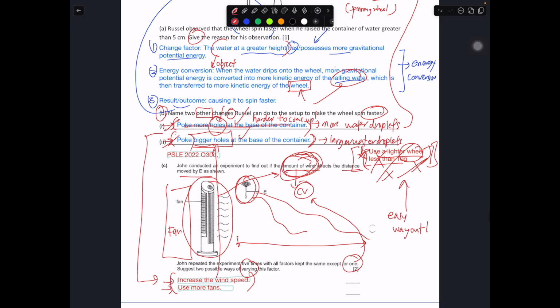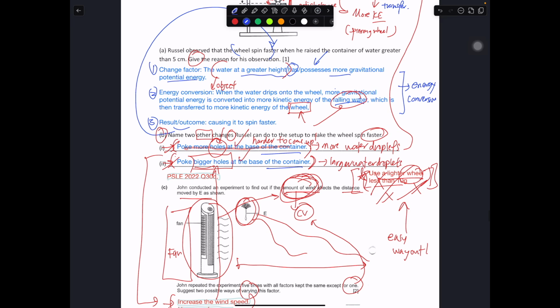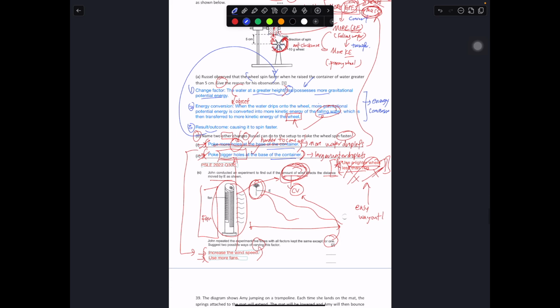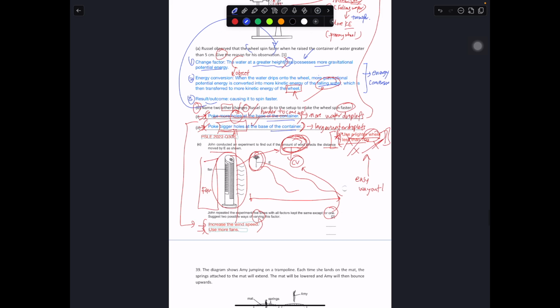In this case, when you're writing this, tell me at the base of the container. Do it, because if you say poke more holes, poke a bigger hole, what hole are you talking about? Is it the water wheel, or is it the container? So make it very specific: at the base of the container. At the bottom of the container is also fine. So these are things that you can look at on your own.